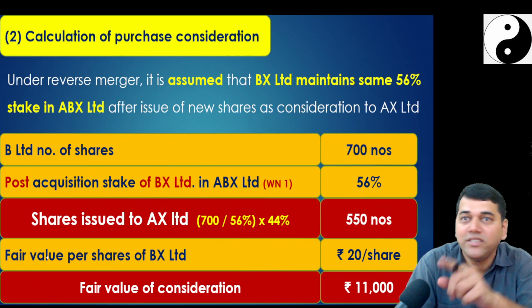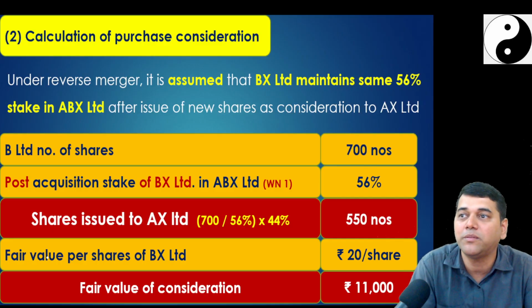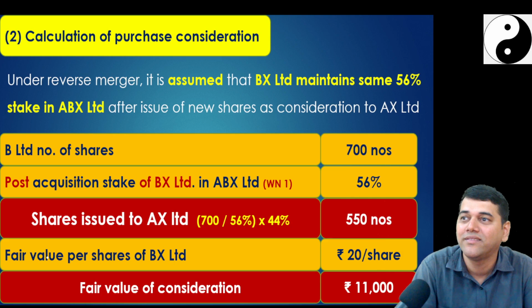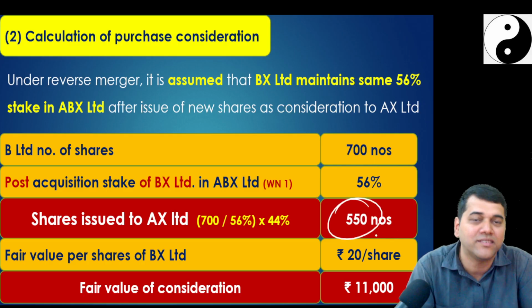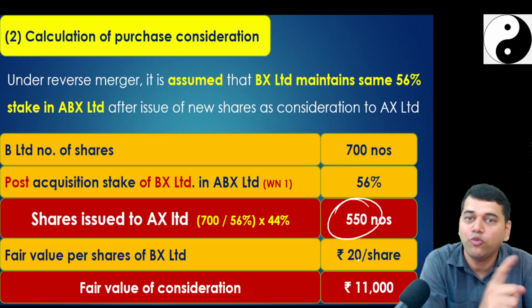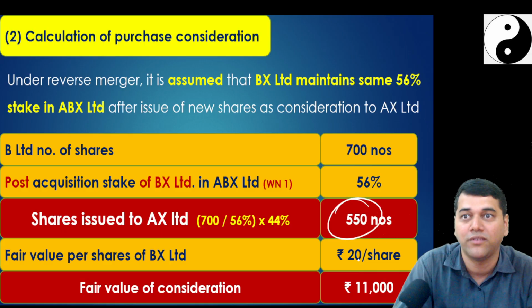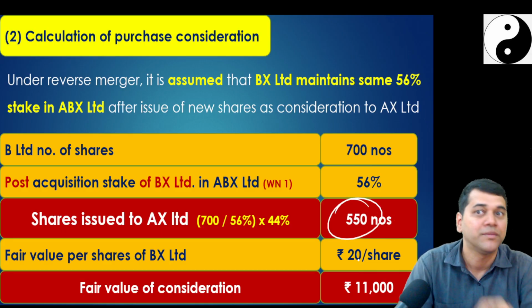11,000, which is equal to its business value. What is the business value of AX? 11,000. So that's what you gave, by issuing them 550 shares. Now you have to go to the mergers and acquisition chapter of AFM. You see that. What do they do there?